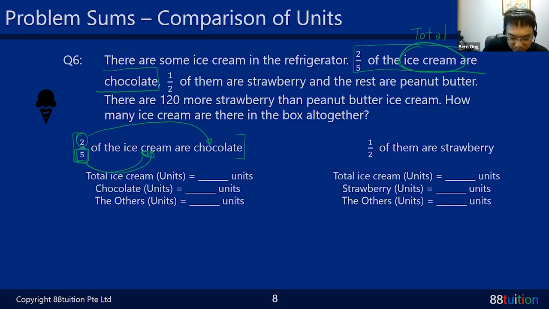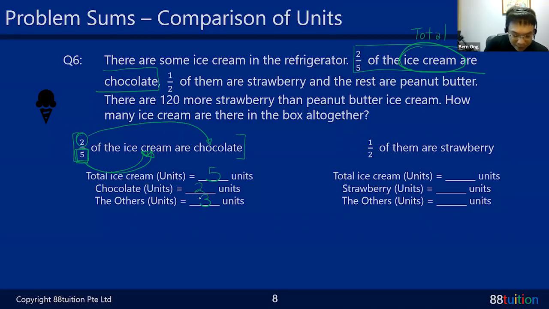So the total ice cream has 5 units, and out of these 5, 2 units are chocolate. Can you see? What is the third information? You got 5 total ice cream units. You got 2 units of chocolate. So 3 represents your others. 3 represents your others. That is from the first fraction.